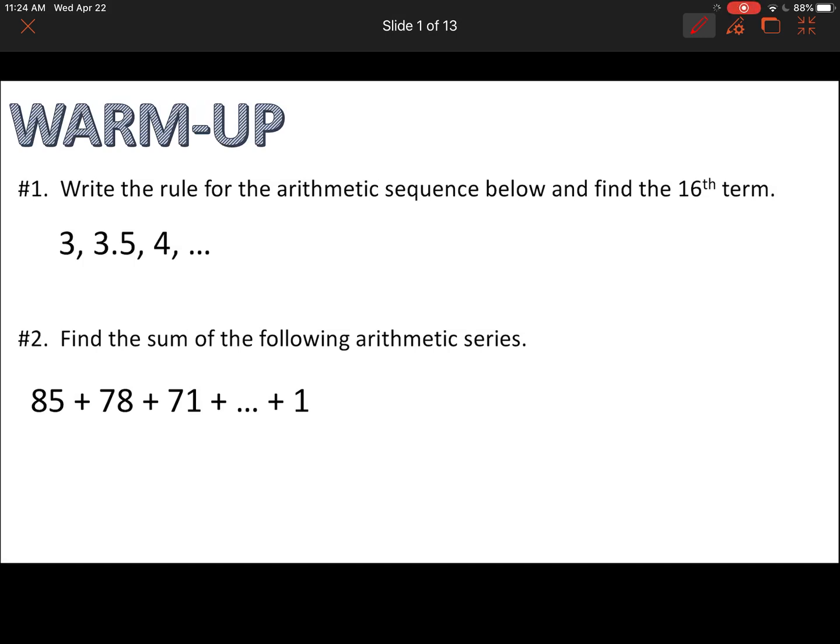Okay, today's lesson is section 8.3. It's on geometric sequences and series. Last class, you learned about arithmetic sequences and series. So that's what this warm-up is on. So please pause the video and try this warm-up.